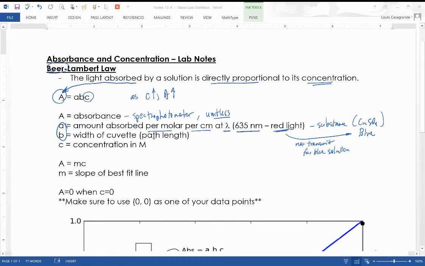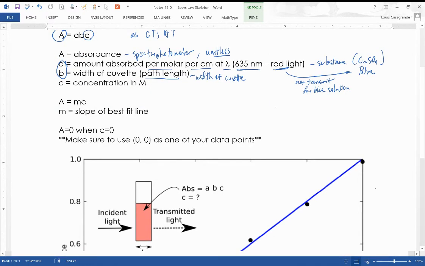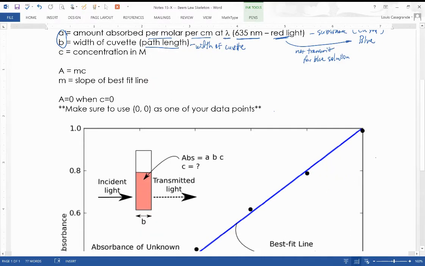B is a simple thing called the path length. And the path length is, if you look in this diagram down below, essentially the thickness or the width of the cuvette. And the cuvette was that little device that we used to put into the spectrophotometer. It was square for one of them, and it was round for another one. And we've always standardized on a 1 centimeter path length. And so B down here is equal to 1 centimeter.